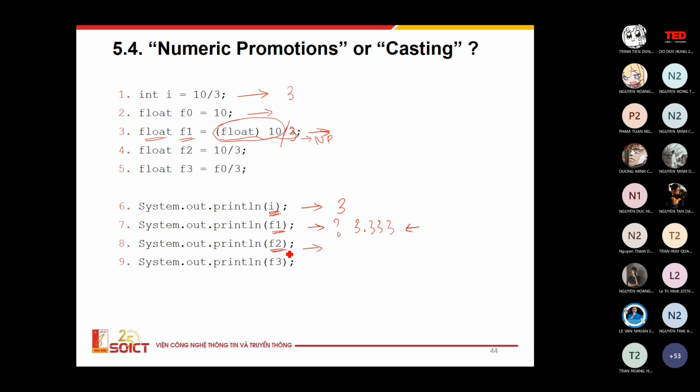For F2, can you explain? Em nghĩ kết quả là ra 3.0 ạ. Vì sao? Đầu tiên là chia một số nguyên cho một số nguyên, kiểu int cho kiểu int thì đáp án là ra 3. Đúng rồi, đây là sử dụng numeric promotion. Sau đó là casting 3 sang kiểu float thành 3.0 ạ. Okay, correct. And for F3?